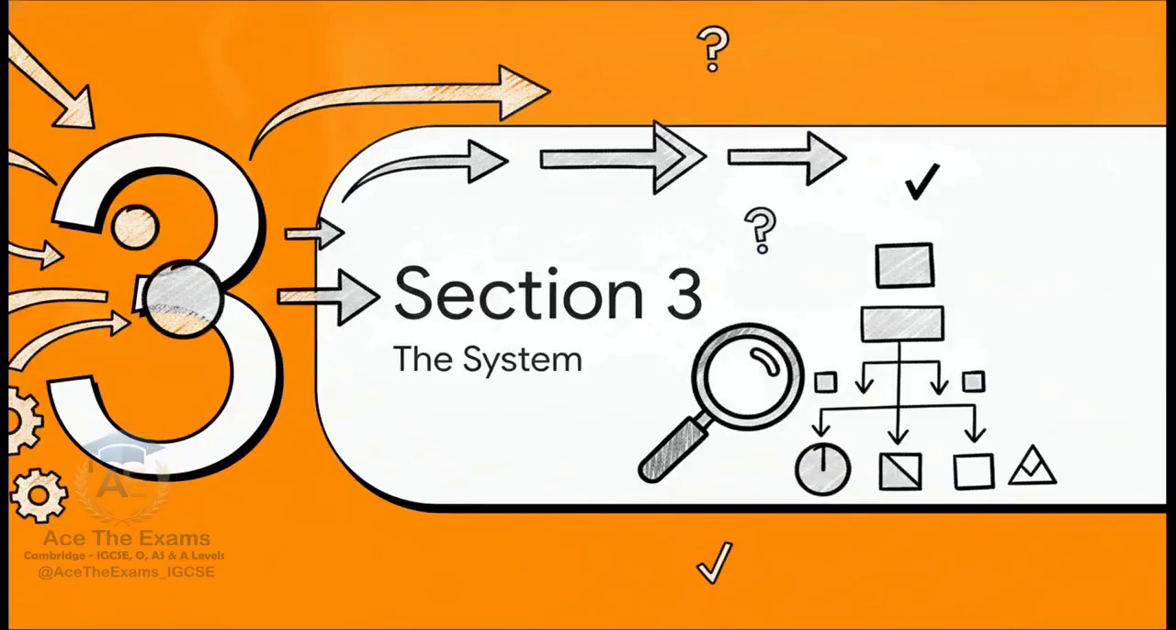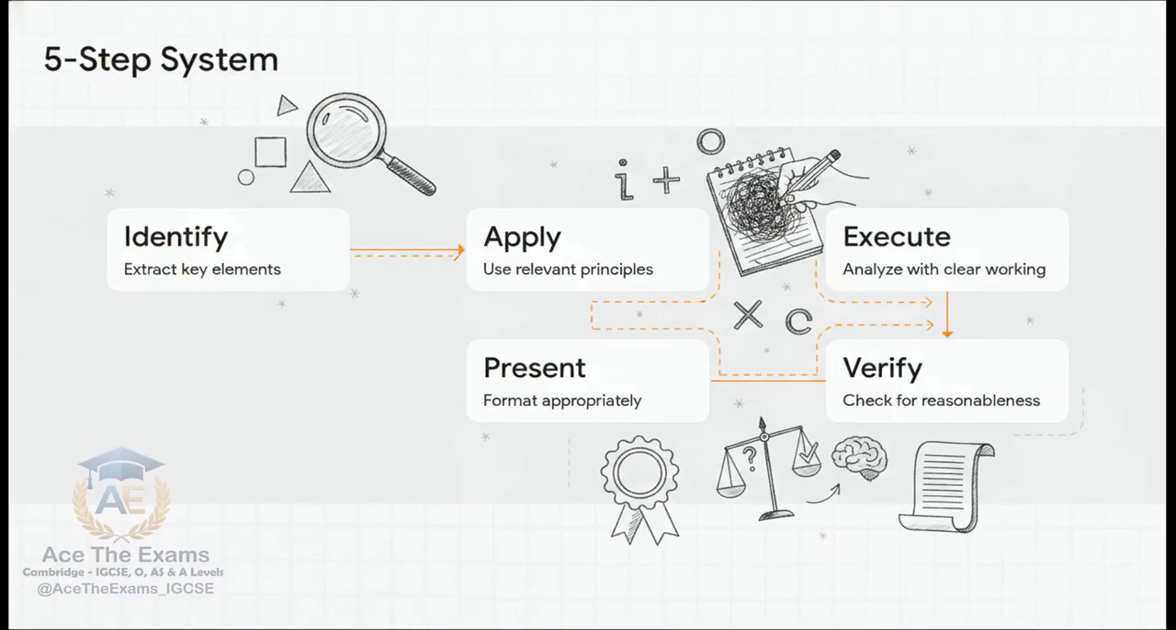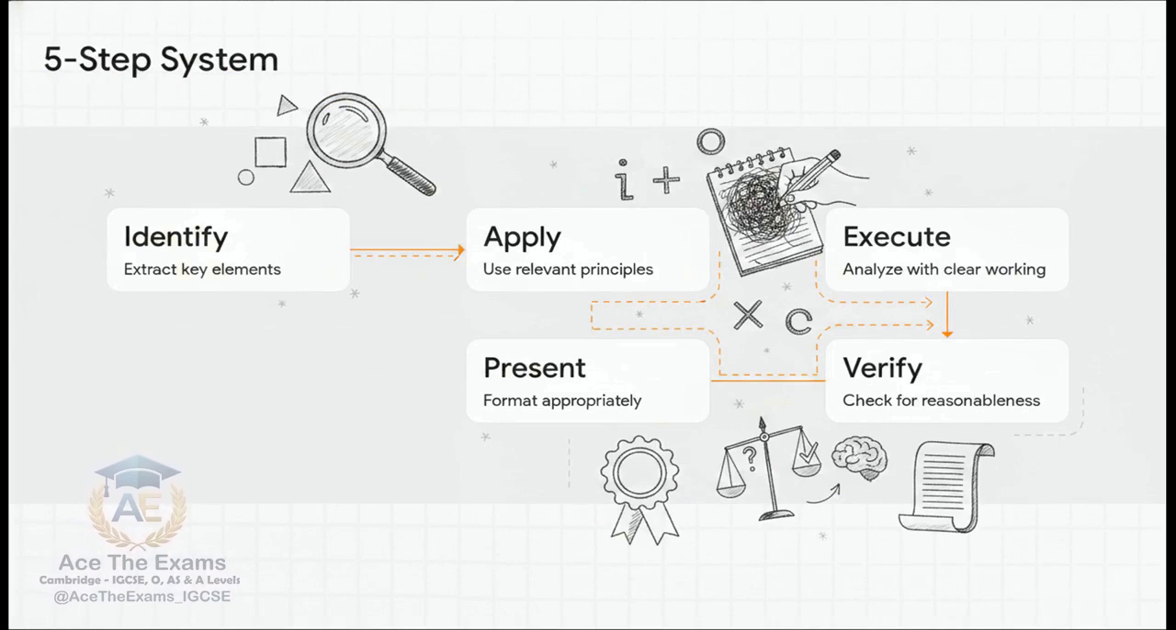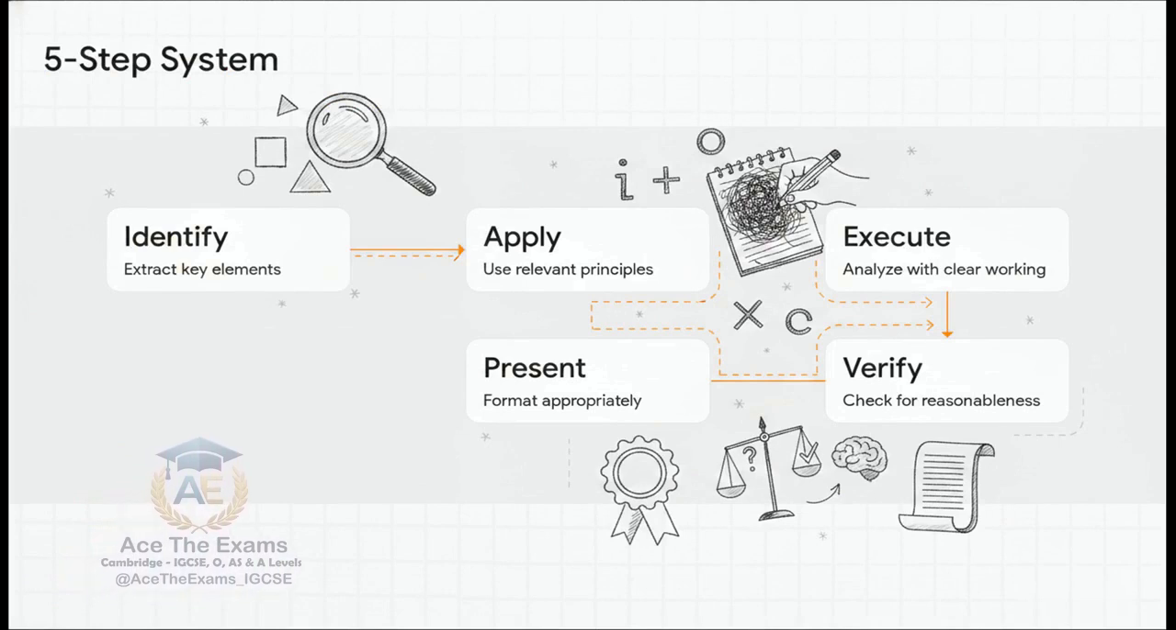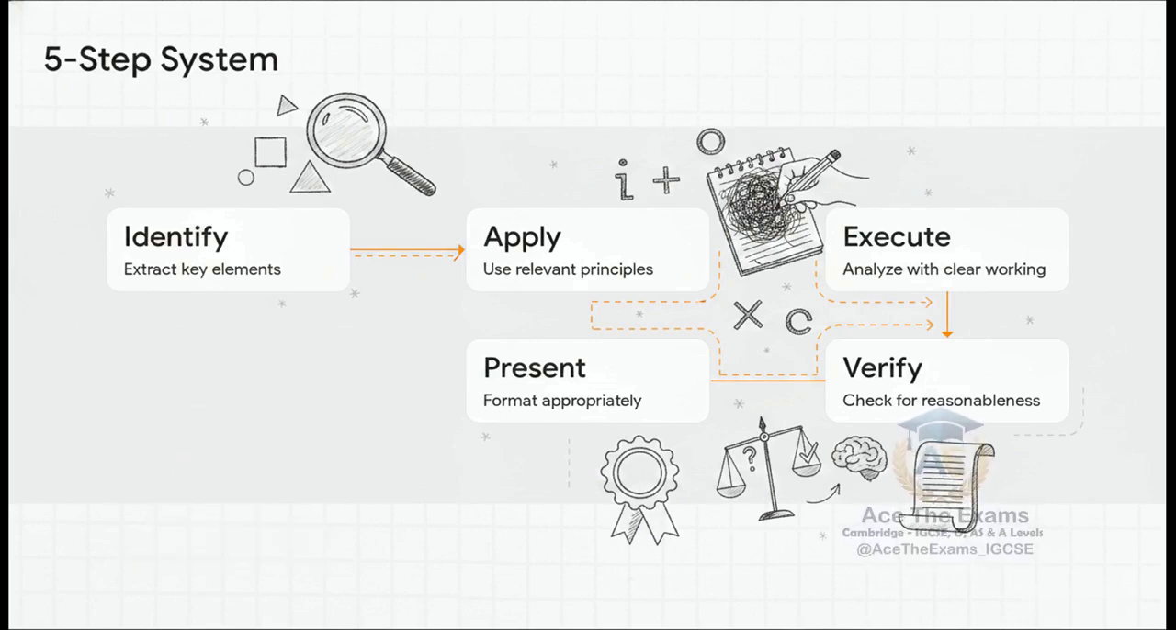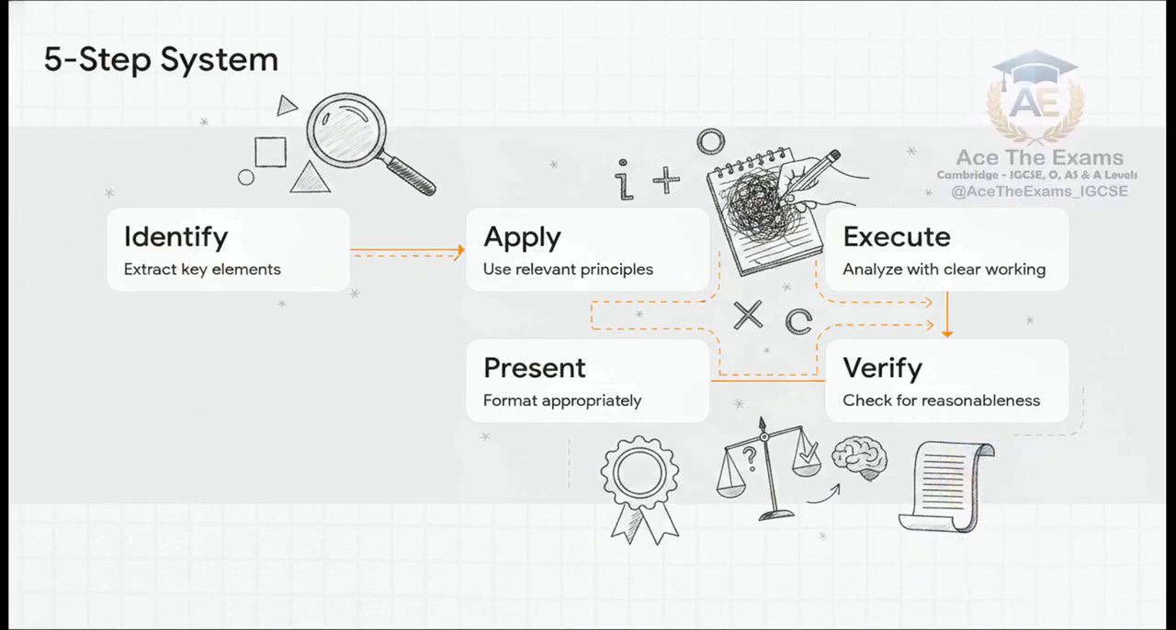Okay, let's get into section 3, the system. Let's turn this underlying philosophy into a concrete, actionable workflow. It's a 5-step standardized sequence. Think of this as your mathematical assembly line. Step 1, identify the key elements, like isolating the real and imaginary parts. Step 2, apply the relevant principles. This is where all those complex number rules come into play. Step 3, execute your analysis with exceptionally clear working. Step 4, verify your results. Honestly, just make sure they mathematically make sense. And finally, step 5, present your answer in the appropriate format requested by the command word. This procedural framework is the exact system the assessment criteria use to award consistent marks.